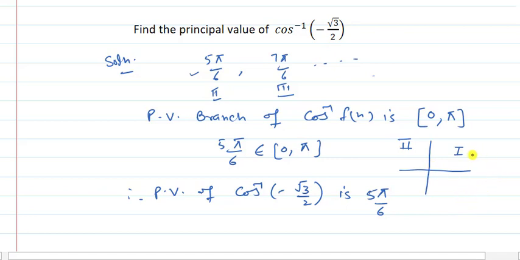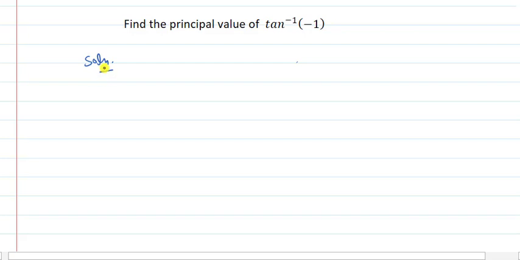For positive, we need to go in first quadrant. Whereas in case of cos inverse function, for positive value we need to remain in first quadrant, and for negative value we need to go in second quadrant, because this satisfies the range of principal value branch. Let us try one more problem.